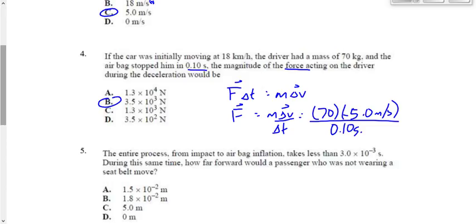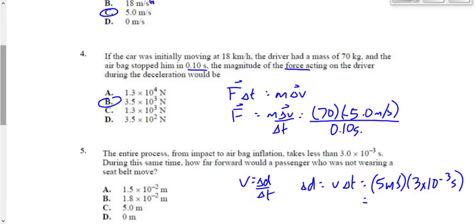All right, so during this same time, how far forward would a passenger who is not wearing a seatbelt move? Well, if the person not wearing a seatbelt would be moving at 5 meters per second for this amount of time, all we're going to do is say V is equal to D over T. D is equal to V times T, which is 5 meters per second, times a time of 3 times 10 to the negative 3 seconds, gives us a distance of 1.5 times 10 to the negative 2 meters.